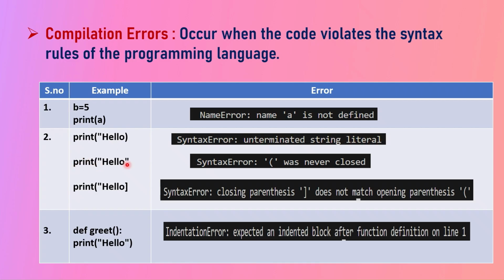In the second scenario, I gave the string hello within double quotes, but I forgot to close the parenthesis. So that should result in a syntax error saying that this parenthesis was never closed. Likewise, in the third scenario, I was trying to print the string hello and I forgot the double quotes, and instead of closing parenthesis, I gave square brackets. So that should result in a syntax error saying closing parenthesis does not match the open parenthesis.